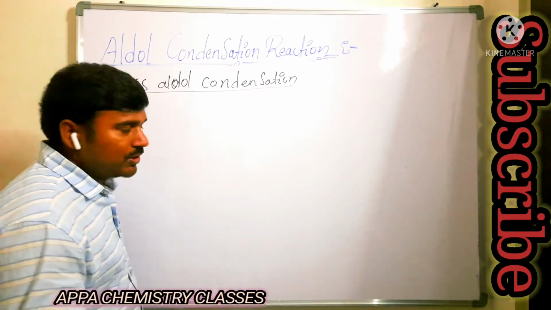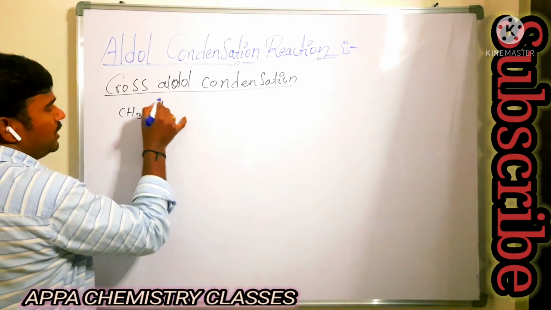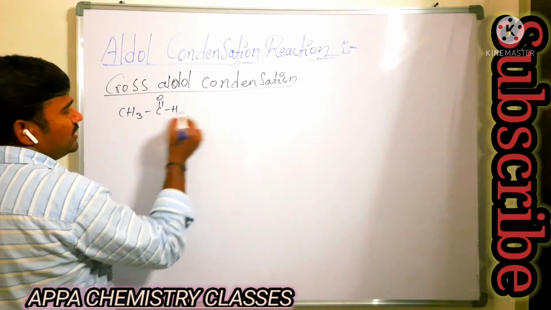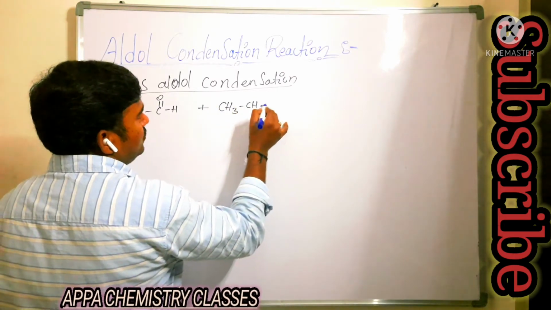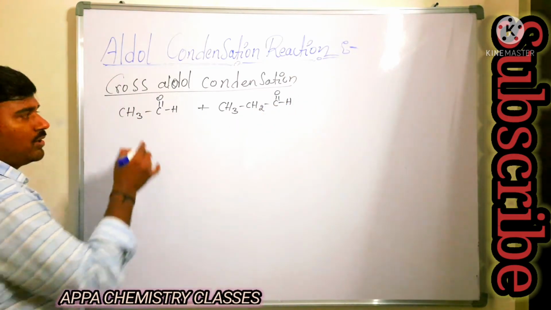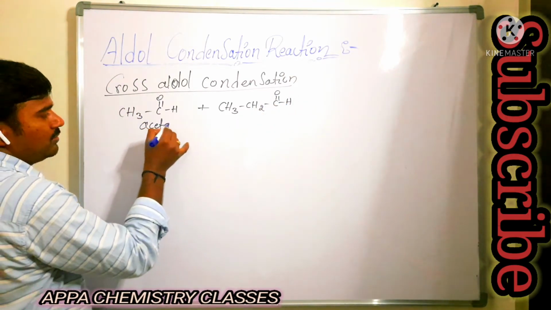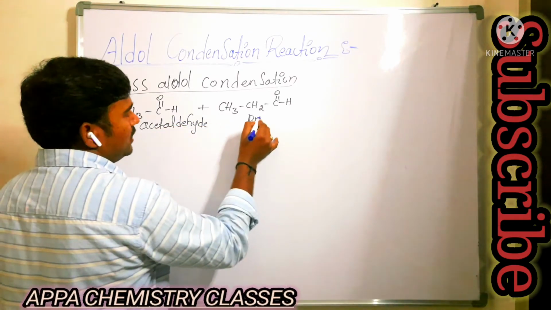In total, 4 products we will get. Now what are the 4 products? You see here, I am taking acetaldehyde. Acetaldehyde reacts with propanaldehyde, CH3, CH2, C double bond OH. So these two are different aldehydes. It is acetaldehyde, and this is propanaldehyde.